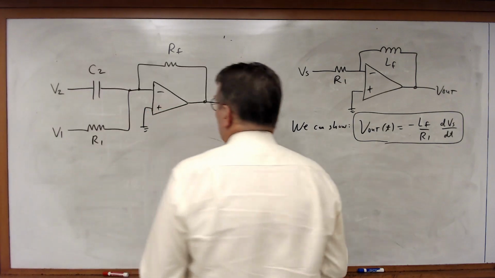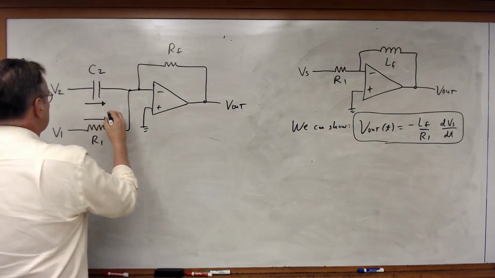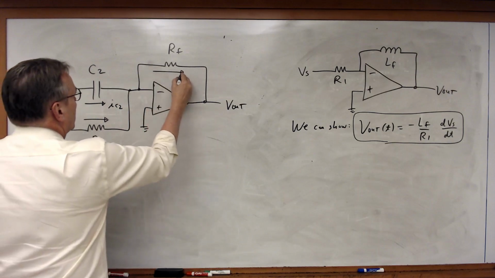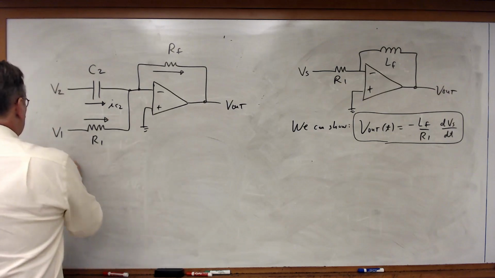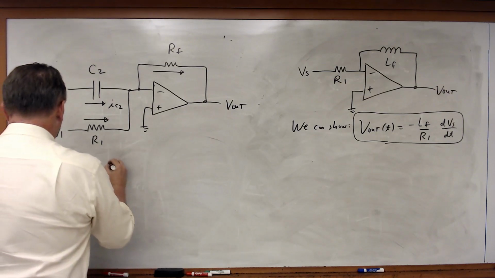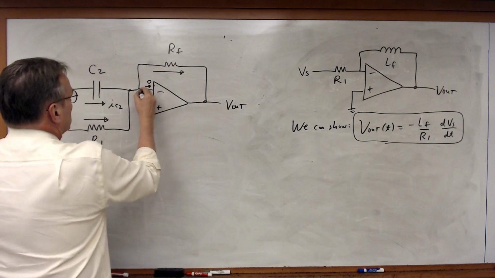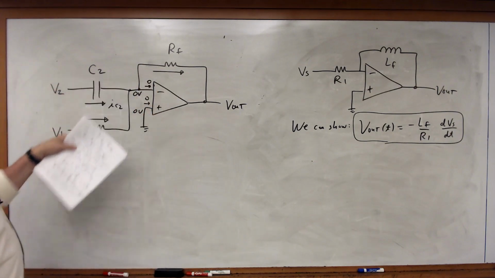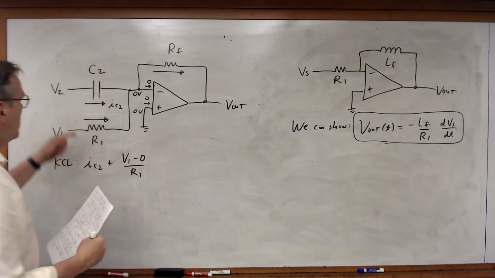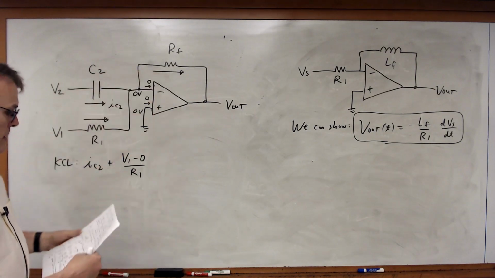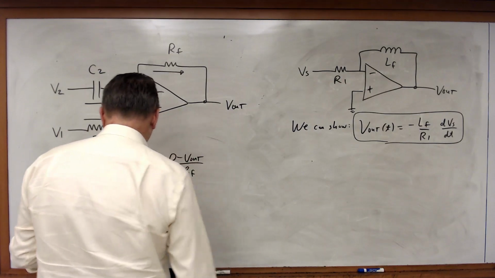And so in this case, I can once again go through and pick some current directions. I'm going to call this IC2. So this current and this current must sum to that current. And so by KCL, what I have is that IC2 plus, once again applying the three rules, this is 0, this is 0. I've got a virtual short circuit at the input. So what I have is V1 minus 0 over R1. So this current with this current must sum to that, and so they must be equal to 0 minus V out over RF.